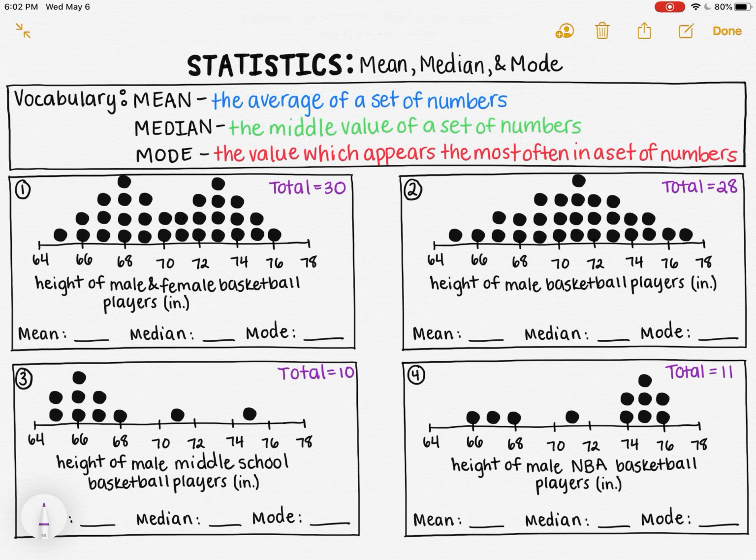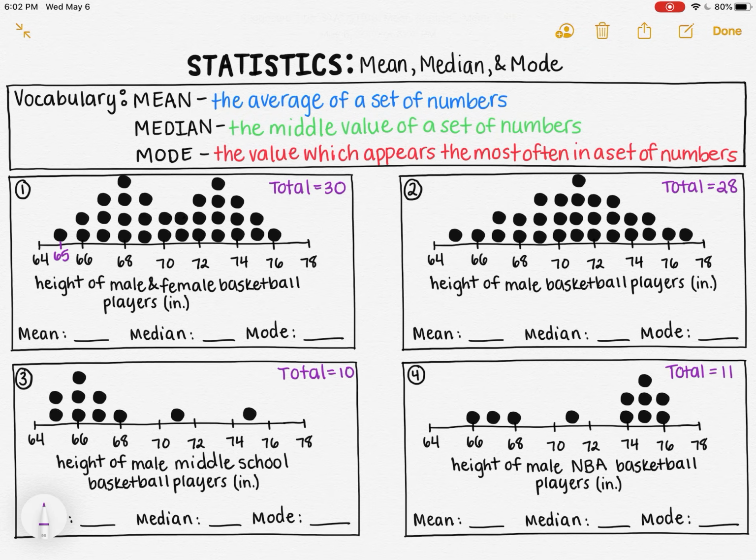So for example, in the first dot plot, which is telling us about the height of male and female basketball players, we have 30 total dots to represent 30 total people that were surveyed. Each dot is placed along the line at the height of that person. So for example, if you look at the left, we have one dot placed between 64 and 66, which means it's at 65. So that one dot represents somebody who is 65 inches tall.